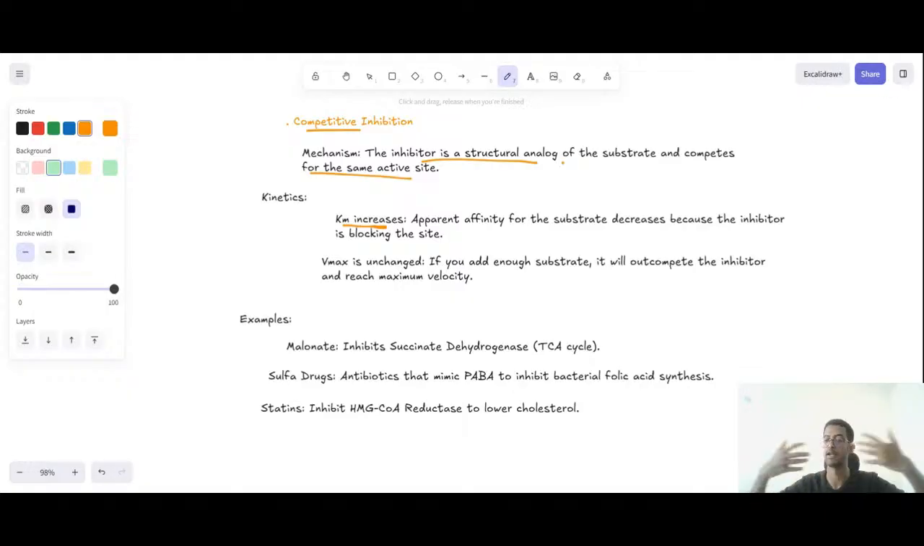Km increase ያደርጋል ማለት ነው, because lower ከነበረ you have higher affinity ነው የነበረበት። አሁን for the substrate ያለውን affinity decrease ስለሚያደርገው Km increase ያደርጋል። Vmax ግን unchanged ነው። If you add enough substrate it will outcompete the inhibitor and reach maximum velocity.